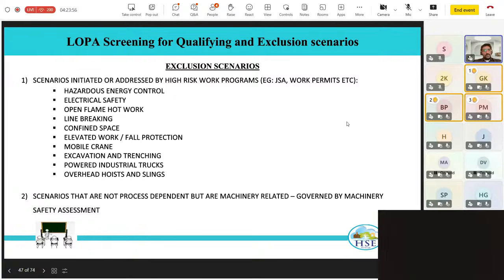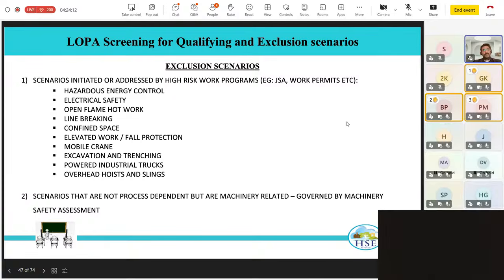Yeah. So next is open flame hot work. That is also not part of LOPA because that is done under JSA. Line breaking, if you are breaking a live line or even a closed shutdown line, that is not part of LOPA. Confined space entry is not part of LOPA. Then elevated work or fall protection.